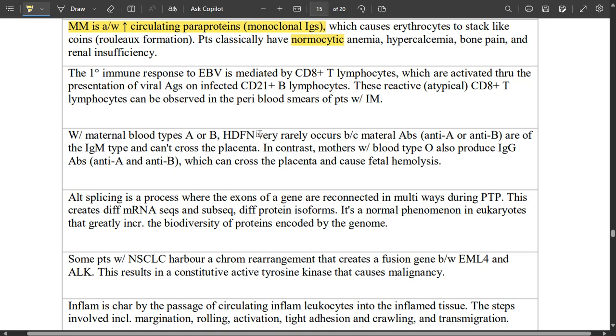Alright, these reactive or atypical CD8 plus T lymphocytes can be observed in the peripheral blood smears of patients with IM, infectious mononucleosis. So in the peripheral blood smear, these reactive or atypical CD8 plus T lymphocytes can be seen.